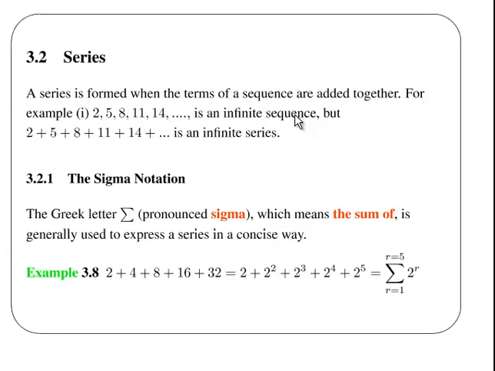So here's an example: 2, 5, 8, 11, 14, and so on. That's an infinite sequence. But what we have here, if we add up all the numbers, we would call that an infinite series: 2 plus 5 plus 8 plus 11 plus 14 and so on.